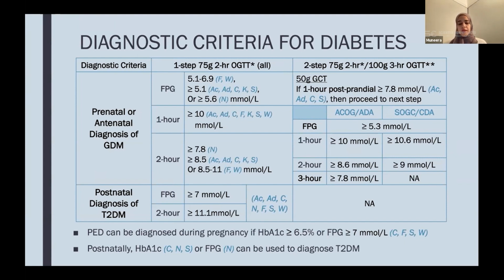And the values are: if HbA1c is 6.5% or more, or fasting plasma glucose is 7 millimoles per liter or more. But most guidelines also recommend the one-step 75-gram 2-hour oral glucose tolerance test as a test postnatally. And the values are, as you can see in the table.